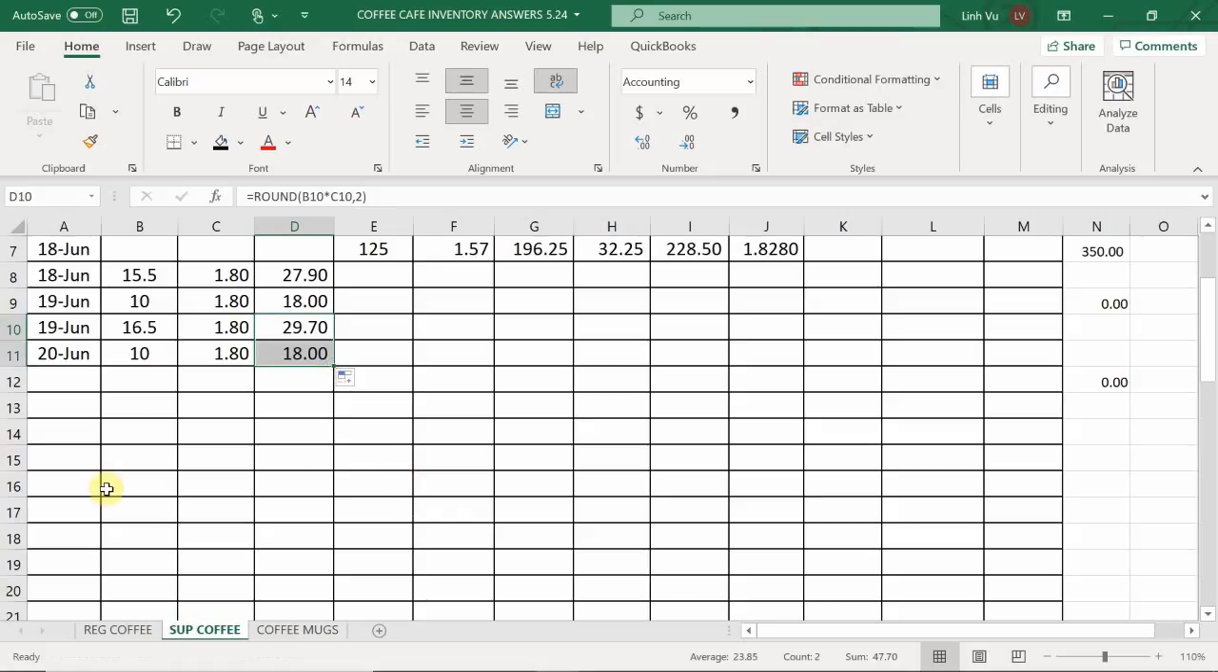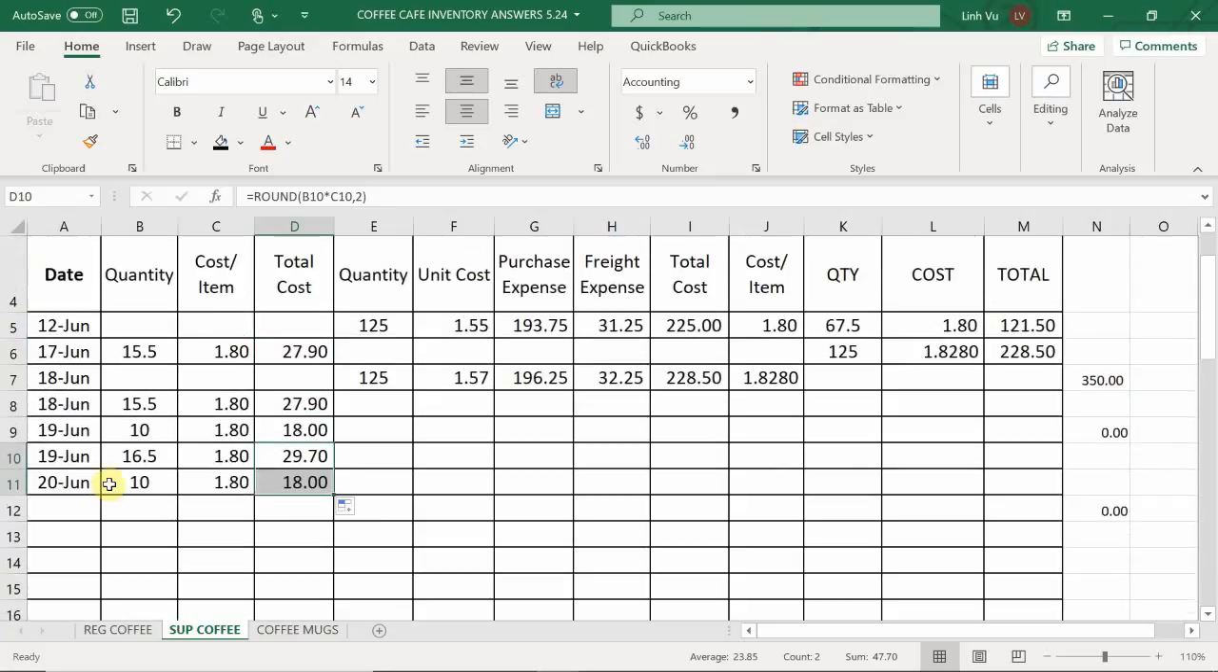So now I need to update my inventory because I no longer have 76 and a half pounds in my inventory for the first batch. I sold 10 of those items. So I need to update here, right?